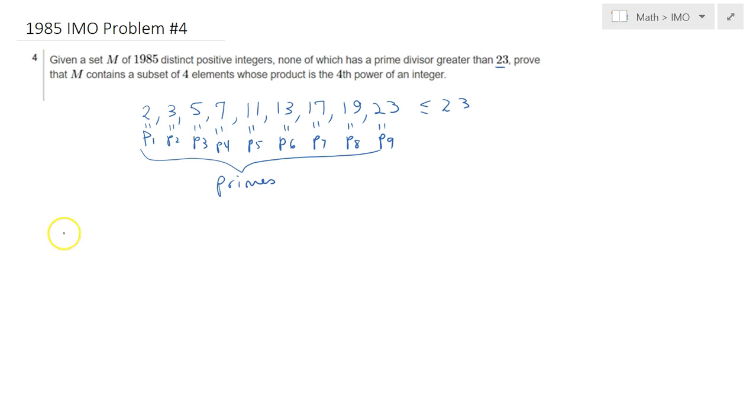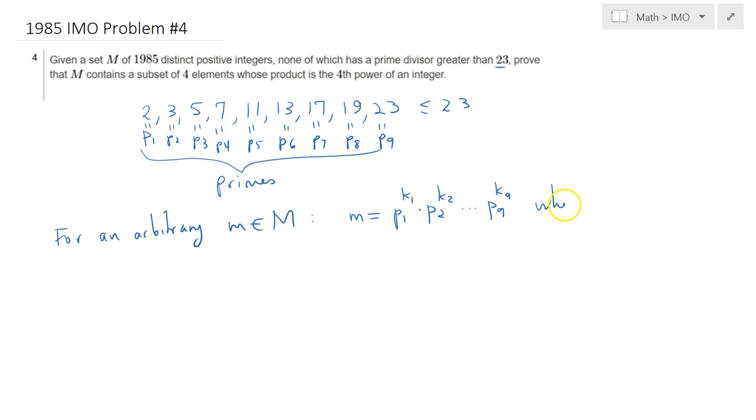And now it's clear that for an arbitrary integer, let's call it little m, in the set M, we would have the following prime factorization: p sub 1 raised to the power k sub 1 times p sub 2 raised to the power k sub 2, and so on, up to p sub 9 raised to the power k sub 9, where the k sub i are non-negative integers, so with the possibility of 0 as well.